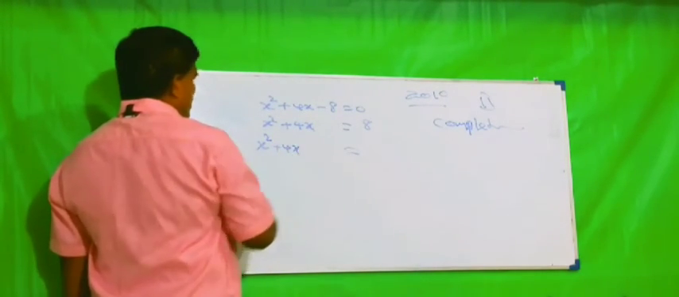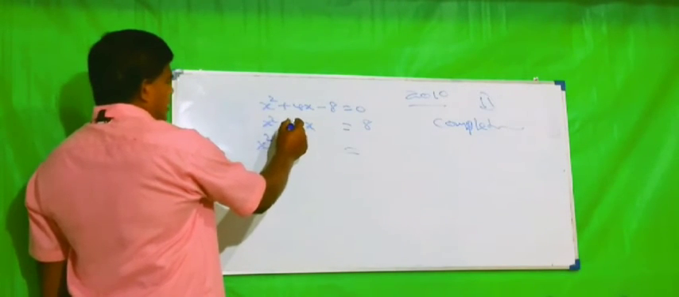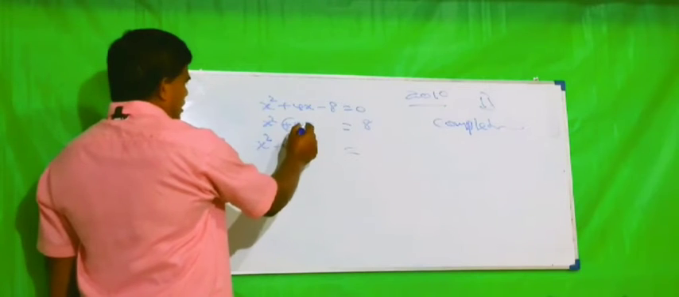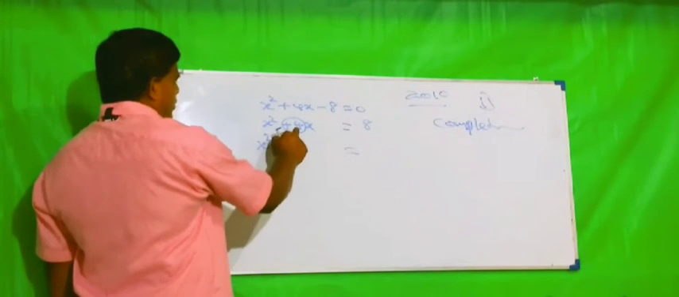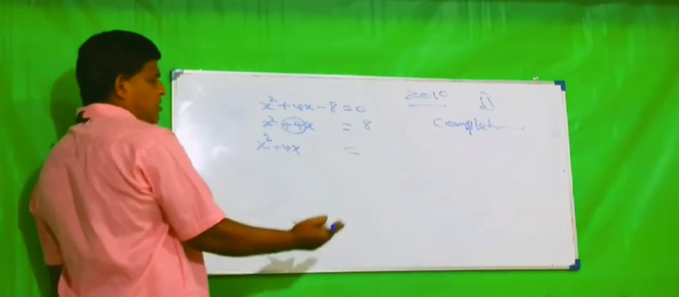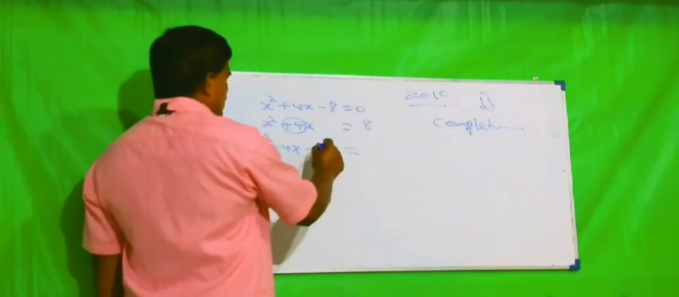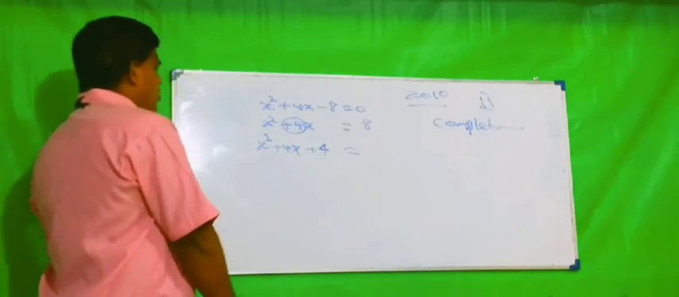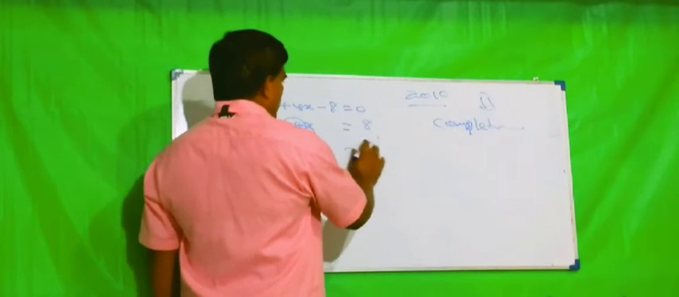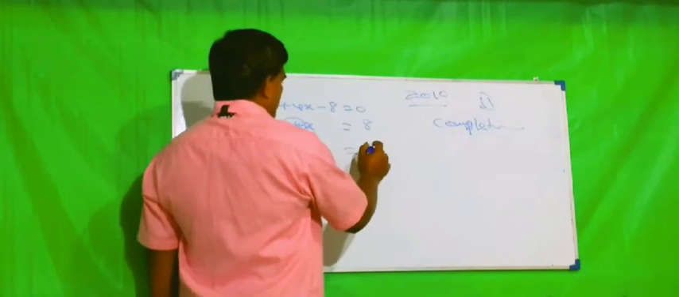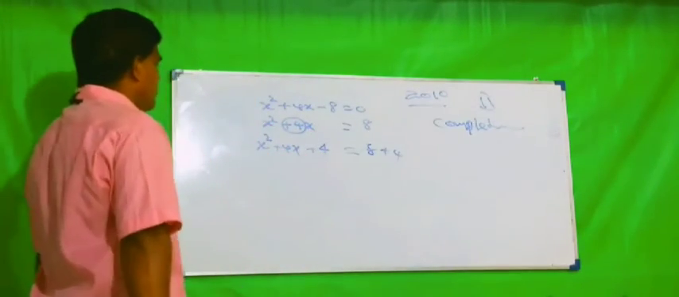Then the last term, if not the third, is decided by taking the square of half of the coefficient. The coefficient is 4, half of it is 2, and the square is 4, so plus 4 is added. Then to complete both sides, it is plus 4.